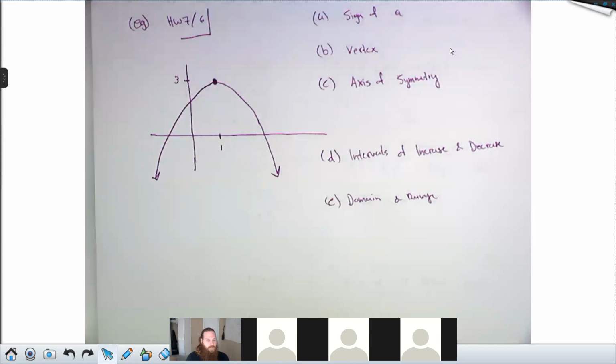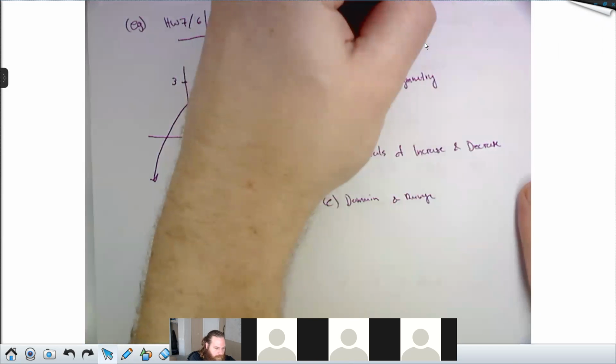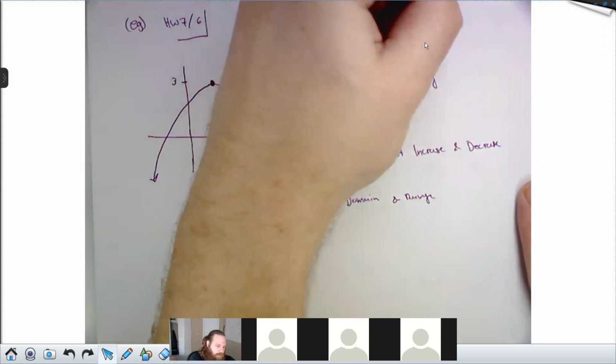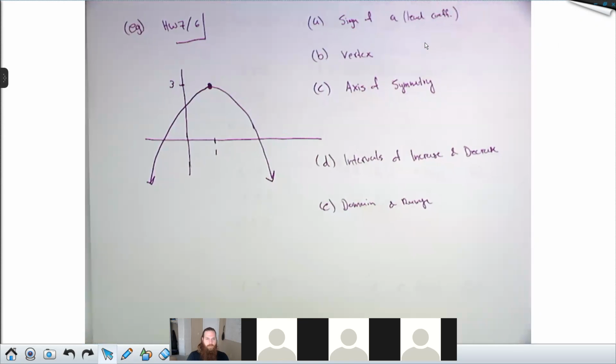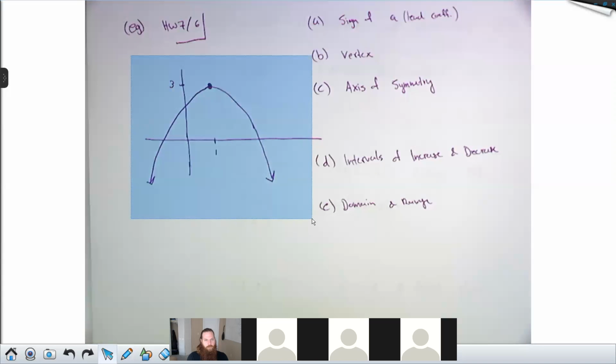What is the sign of the lead coefficient? Remember, the number A is the lead coefficient. And remember, sign just means positive or negative. So what is the sign of the lead coefficient for this parabola, for this quadratic? How do we tell?